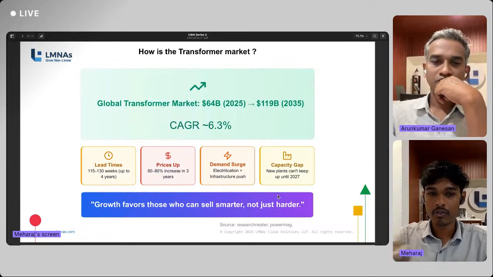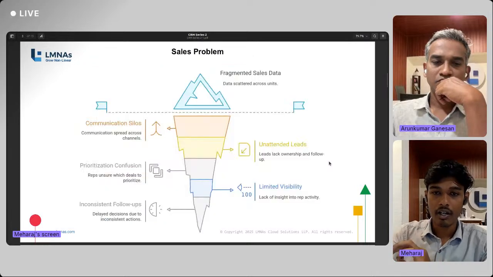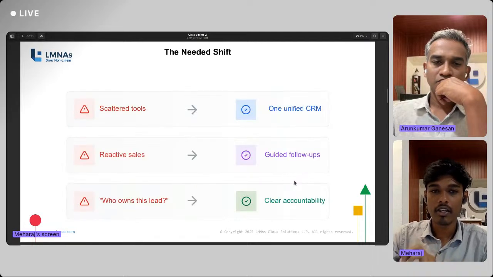And with that, you can see various opportunities that the transformer market would have in the future. But in order to tackle these opportunities, we also see various problems that the transformer sales team would face. These are the problems that we discussed in the last session. To tackle these challenges, the sales team really needs to adapt and shift.